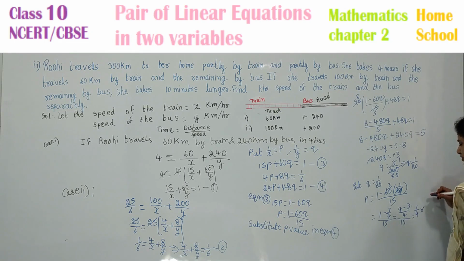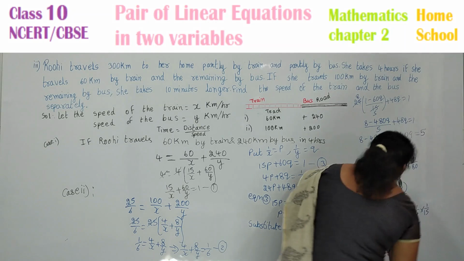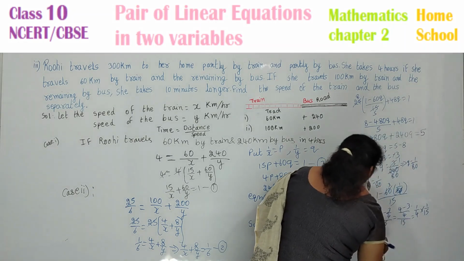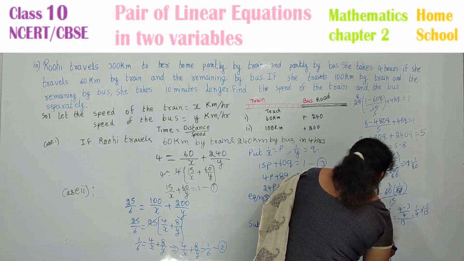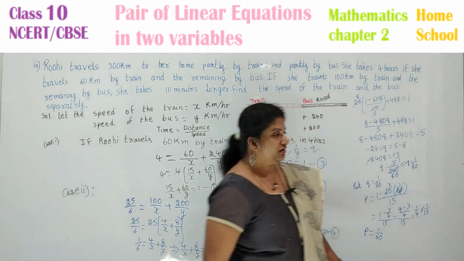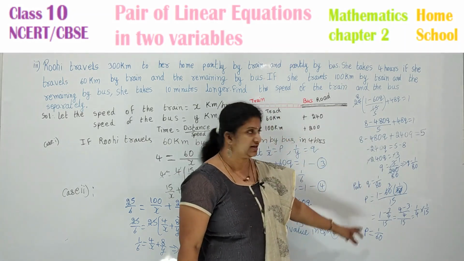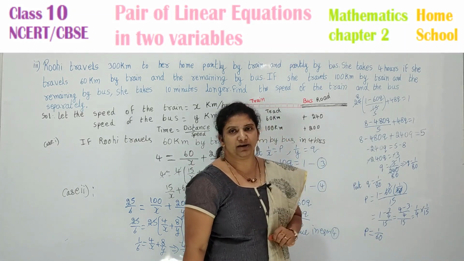Bring this 15 to the numerator. What happens? 15 by 1. If you do reciprocal, it will be 1 by 15. Finally, your answer is p is equal to 1 by 15 4s, it will be 60. p is equal to 1 by 60 and q is equal to 1 by 80.